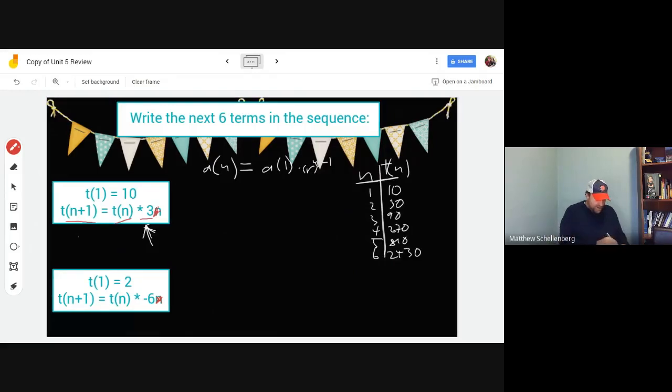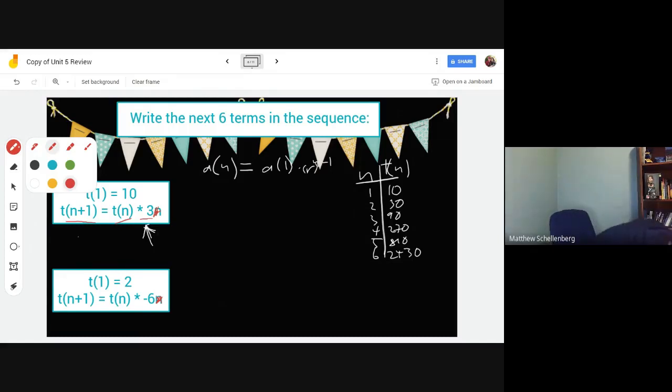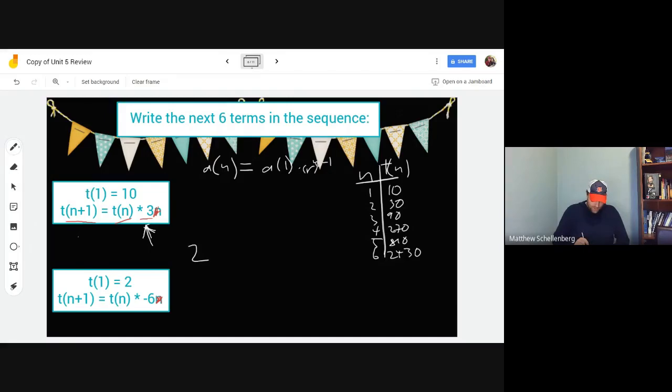So on the next one, see if you can do it without my help. Try it real quick. Go. Okay, here we go. We're back. And I dropped my pen. So the first term is 2. Okay, and then we're told we're multiplying by negative 6. What's 2 times negative 6?